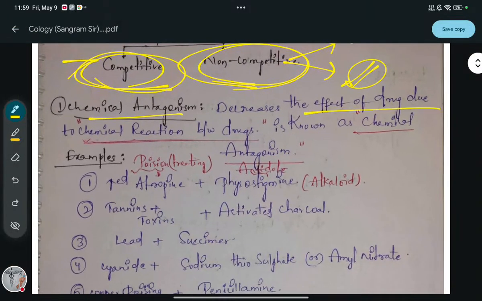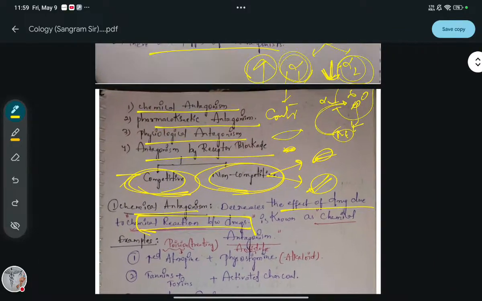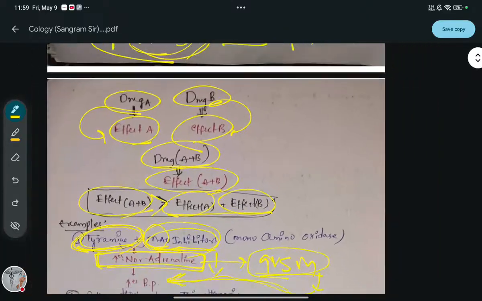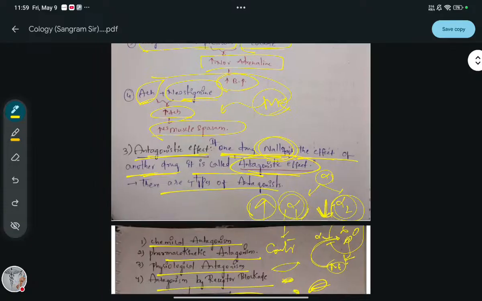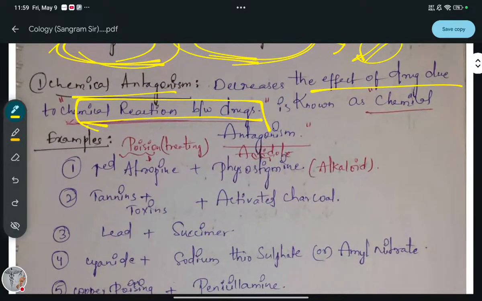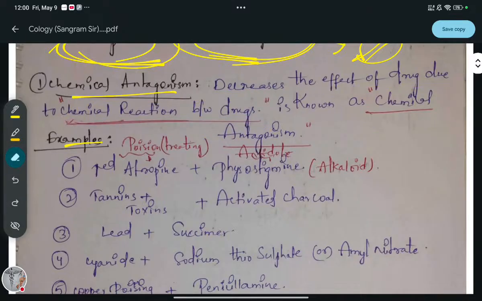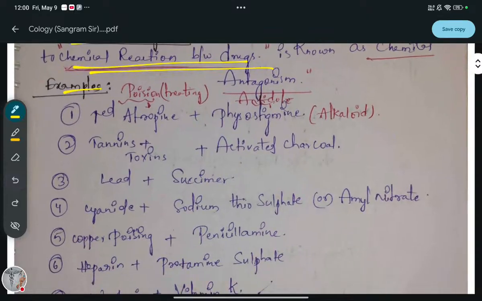Okay, next, what is chemical antagonism? It decreases the effect of the drug due to a chemical reaction between the drugs. I have mentioned earlier that due to chemical reaction the drug action or drug effect will be decreased. So this is known as chemical antagonism. In that case, a chemical reaction between the drugs takes place.